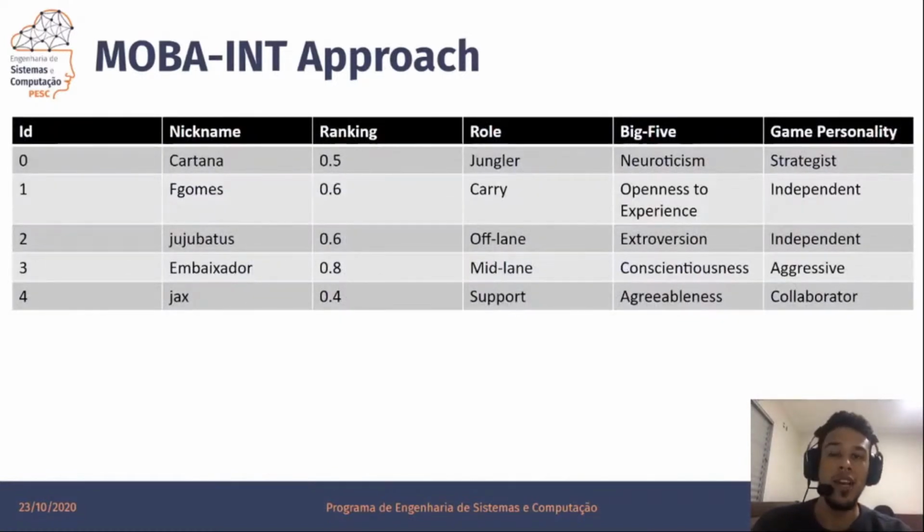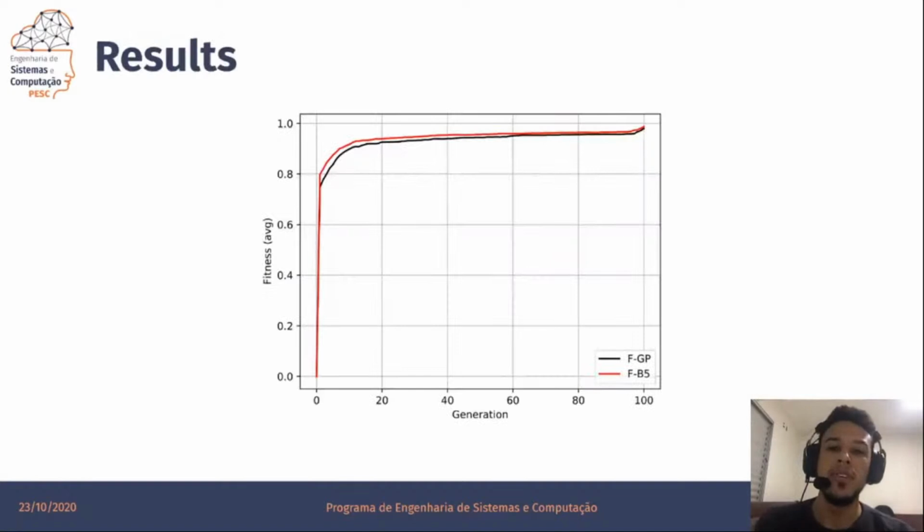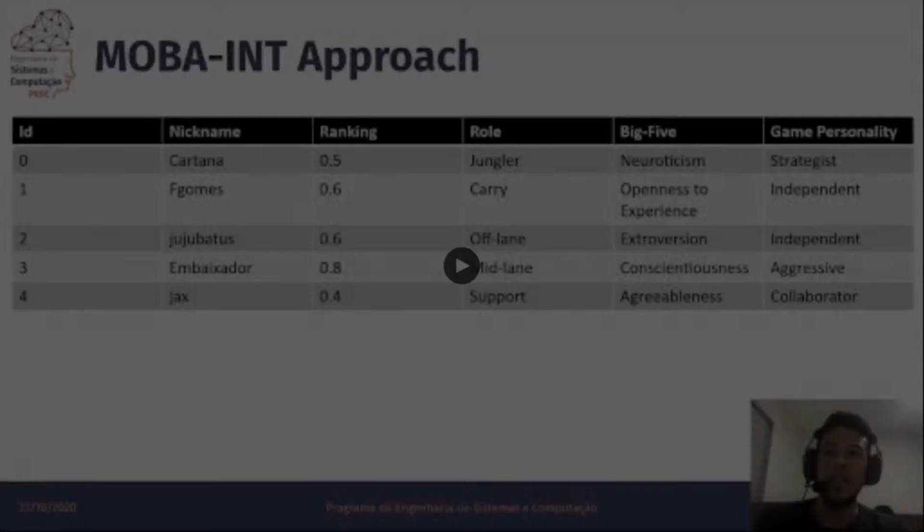Here we have a small slice of our database containing information like nickname, ranking that was normalized, role, Big Five personality for this player, and game personality for this player. Our result achieved 100% considering the fitness function created for this problem. But with around 20 generations, we could reach a great fitness value of around 85%. That's it. Thanks for watching.